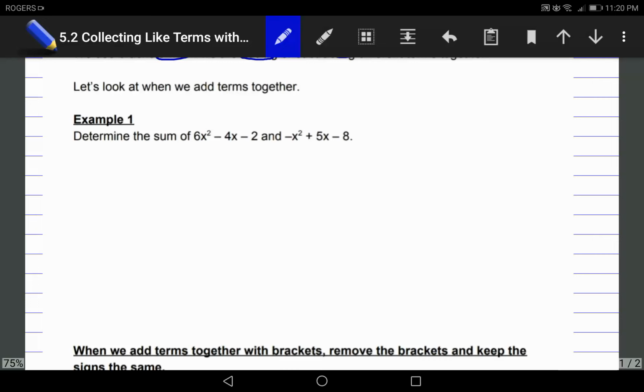Okay, so here, the question says determine the sum of this and that expression there. So let's write this out. The sum is going to equal 6x squared minus 4x minus 2. Now, I'm not going to put the brackets yet. I'm going to put them after, okay?